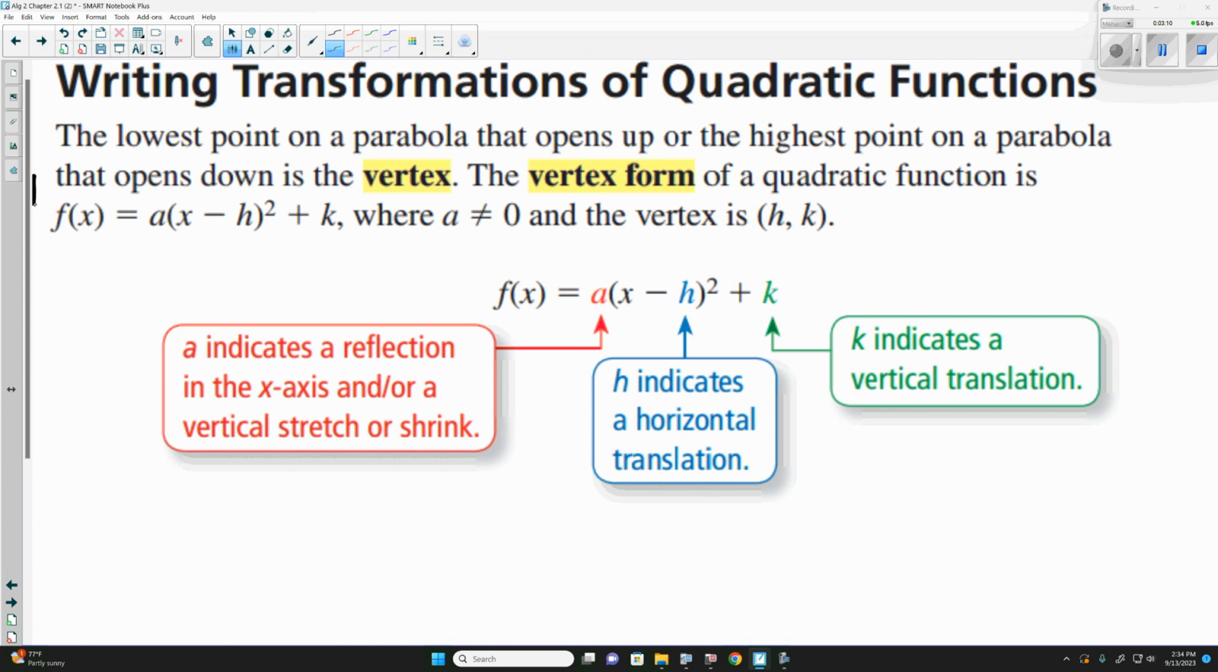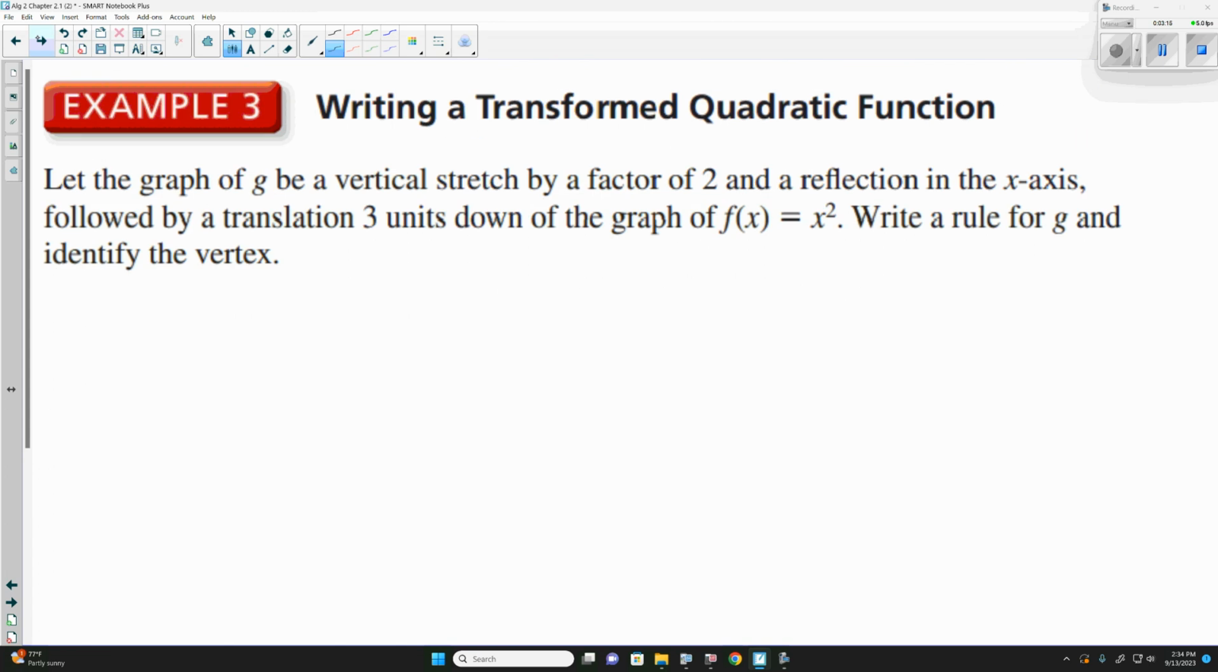We're seeing them again. And the last part of this section is writing a transformation. So we're actually using our transformations to change the function. Yesterday we just named them, now we're actually applying them. And this isn't going to be any different than when we did these in chapter 1. And then after we do that, we're going to identify the vertex. Now, let g of x be a vertical stretch by a factor of 2, a reflection in the x-axis, followed by a translation of 3 units down. We have 3 transformations. And the first one we're going to do is the vertical stretch.